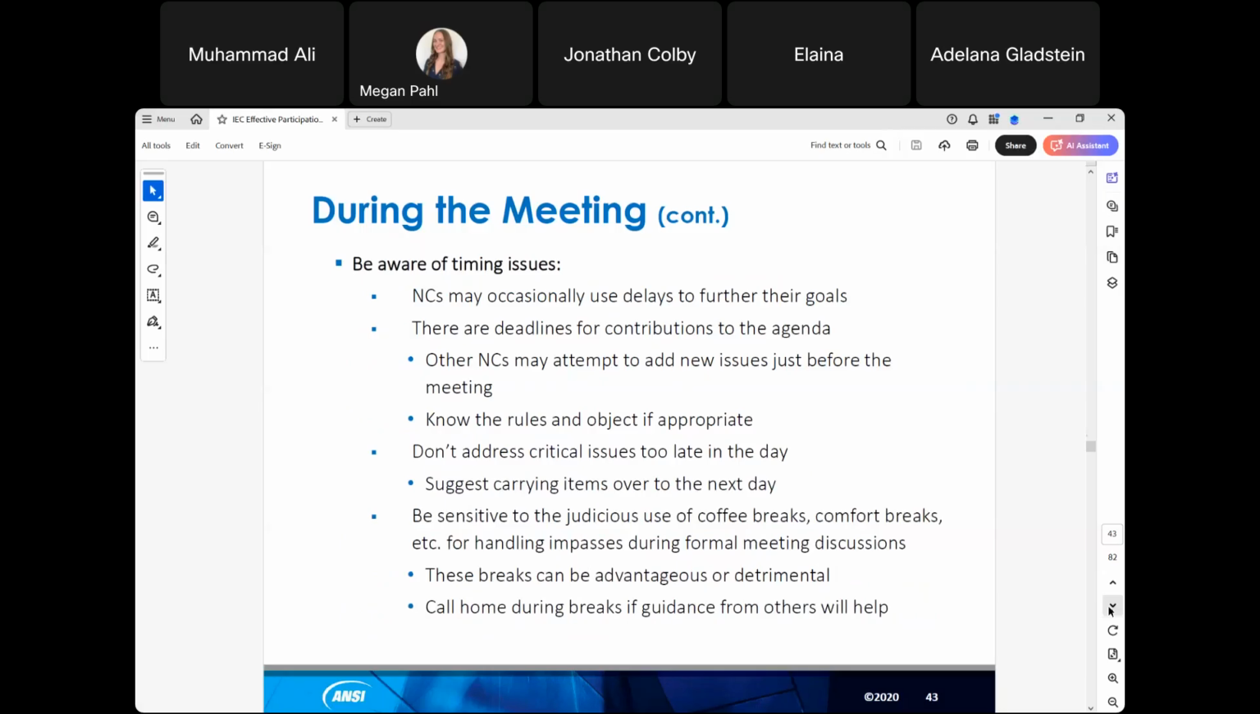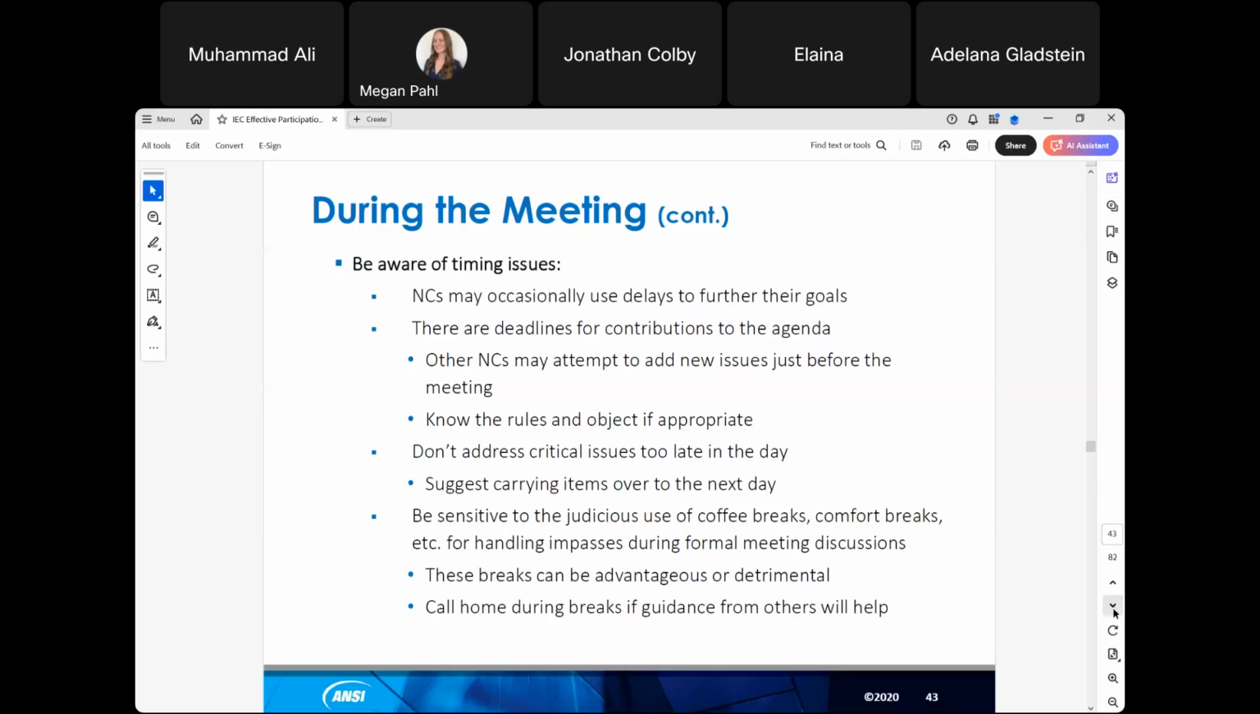Be aware of timing. Yes, there are certain national committees that may be using delays to further their own goals, and sometimes we might be doing that too, but you have to be aware that somebody might be trying to delay something. There are deadlines. Some groups set up a deadline that is well in advance of the meeting for a contribution to the agenda. If they have done that and other NCs are trying to add new issues before the meeting, know the rules and object if it's appropriate.